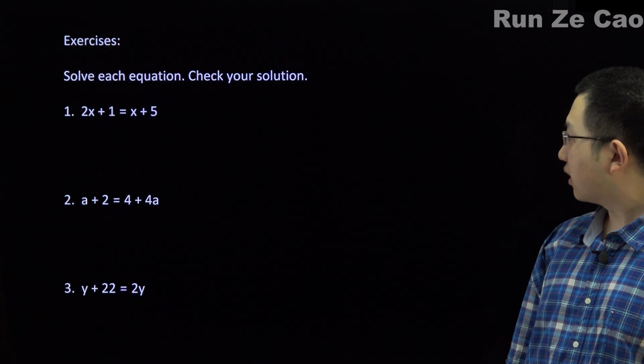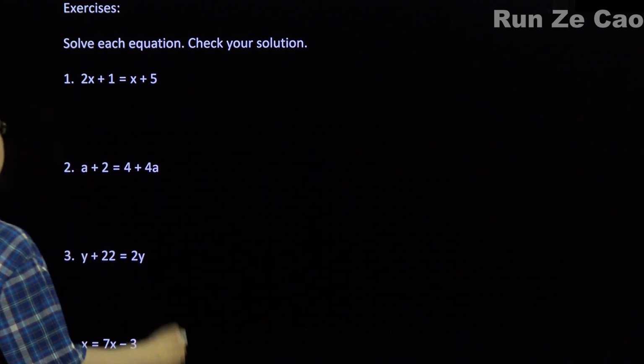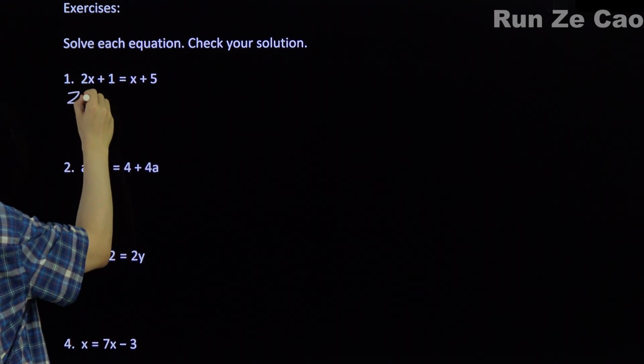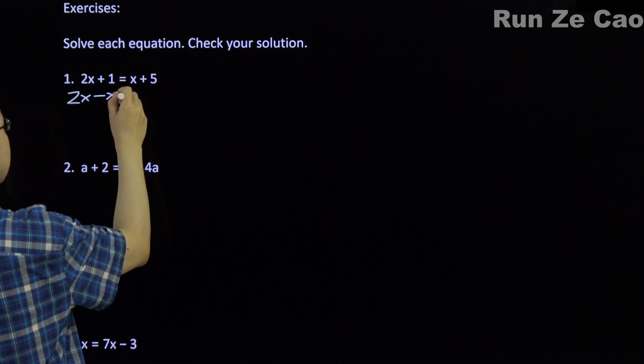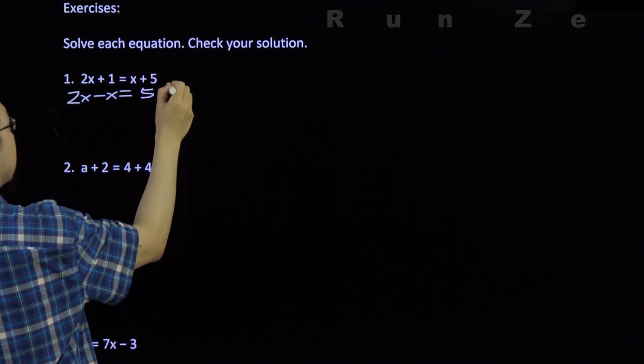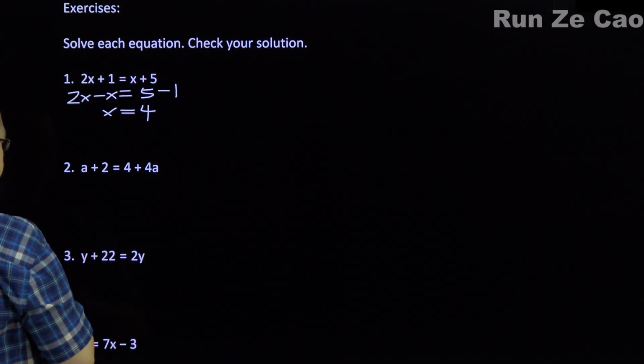So let's solve these equations and check our solutions. 2x plus 1 is equal to x plus 5. Oh, hey, 2x minus x. So we move that over, or we subtracted x from both sides, equals 5 minus 1. So x is equal to 4.